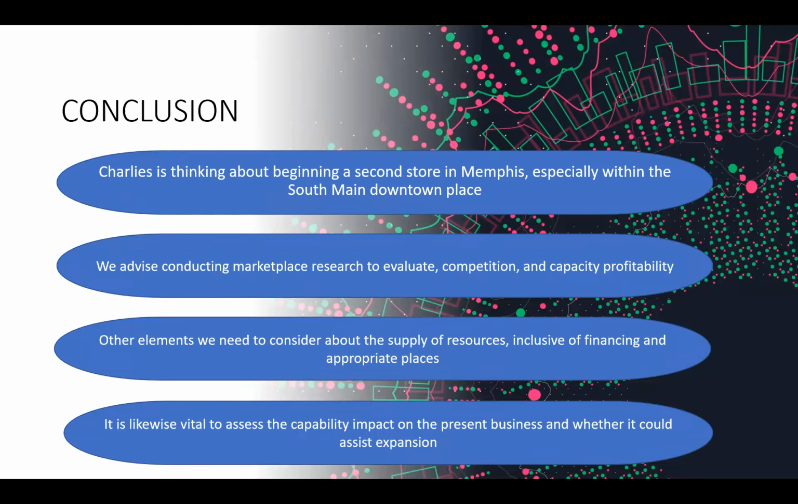Coming to the conclusion, Charlie is thinking about beginning a second store in Memphis, especially in the South Main downtown area. We advise conducting market research to evaluate competition and potential profitability. Other elements we need to consider are the supply of resources, including financing and appropriate locations. It is also vital to assess the potential impact on the existing business and whether it could support expansion.